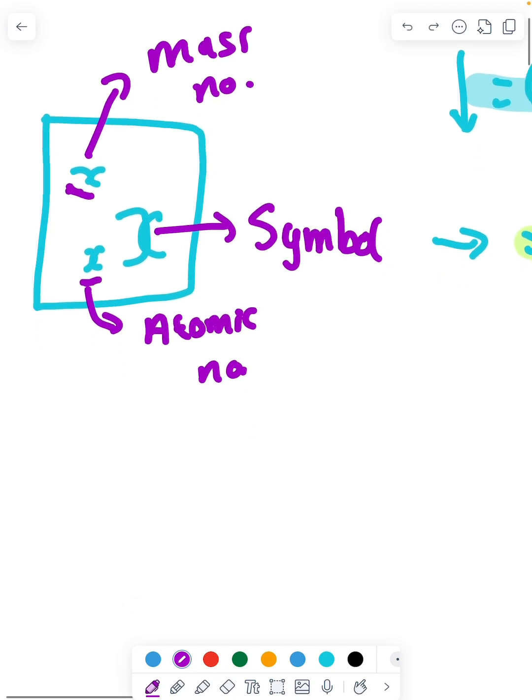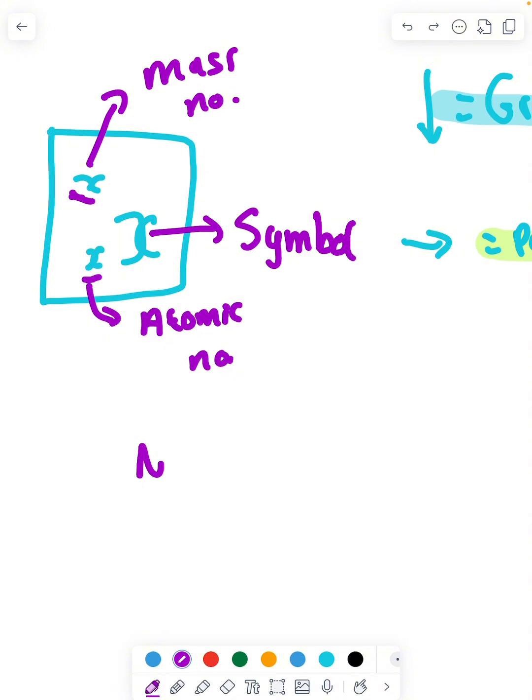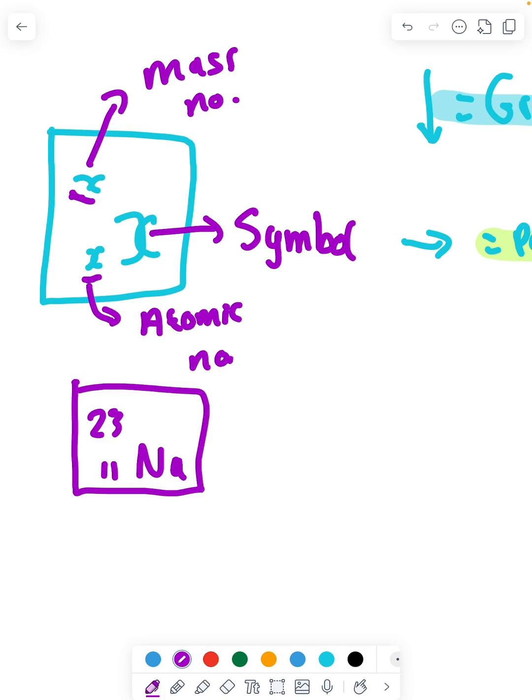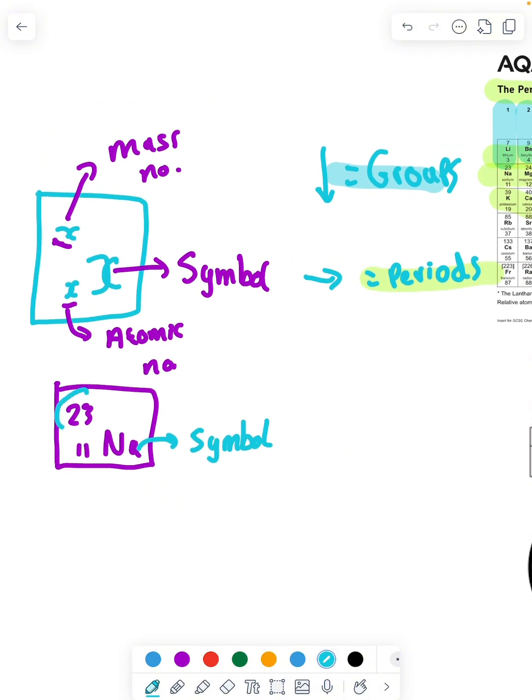Now, if we take a specific example, let's say sodium. Sodium on the periodic table will look like this. You've got Na, 23, and 11. Again, this thing here is our symbol. It tells us what element it is. This Na tells us that it's sodium. And again, we've got a mass number and the atomic number.